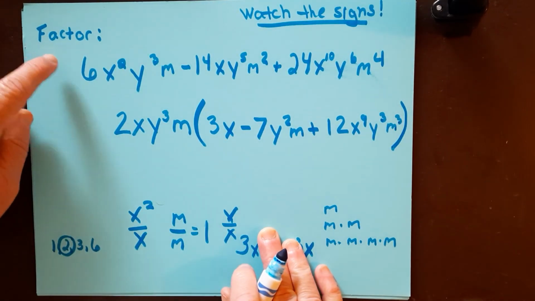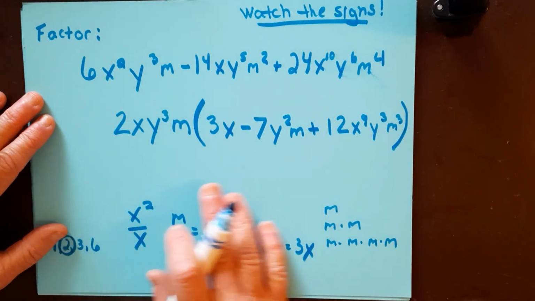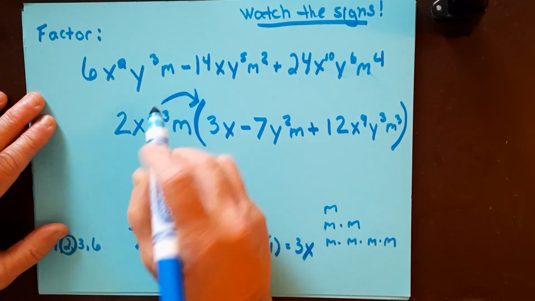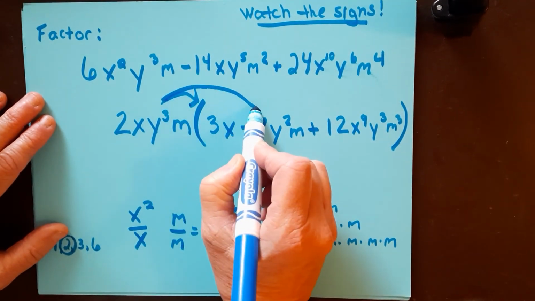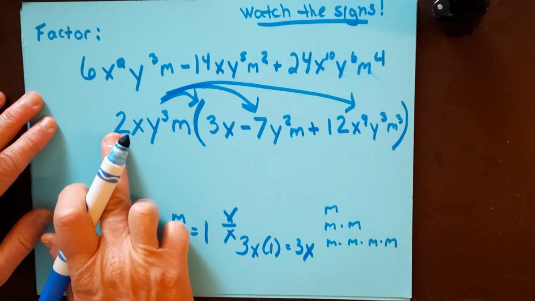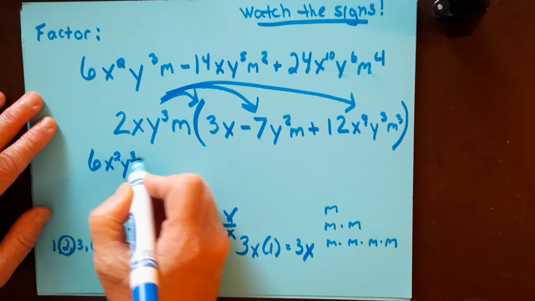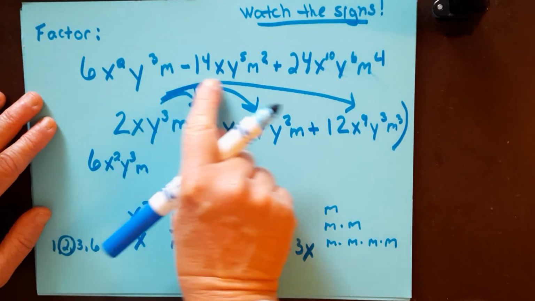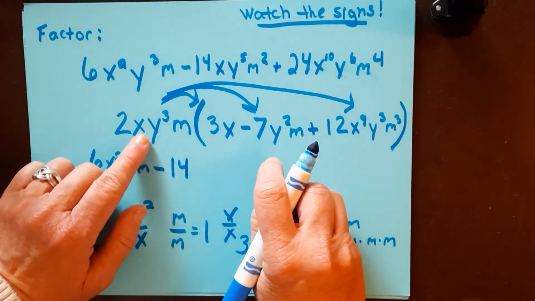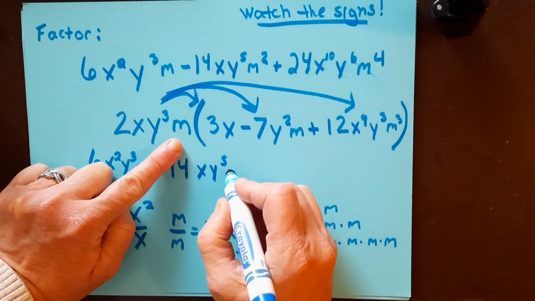So factoring out the greatest common factor of this gives you this answer right here. And as you can see, that's the opposite of the distributive property. If we would do the distributive property and multiply this by this whole thing, we would distribute that term to that term and to that term, and we would end up with the same thing. 2x y cubed m times 3x equals 6x squared y cubed m. Then this multiplied by this equals minus, watching the sign, minus 14x y to the 5th m squared.